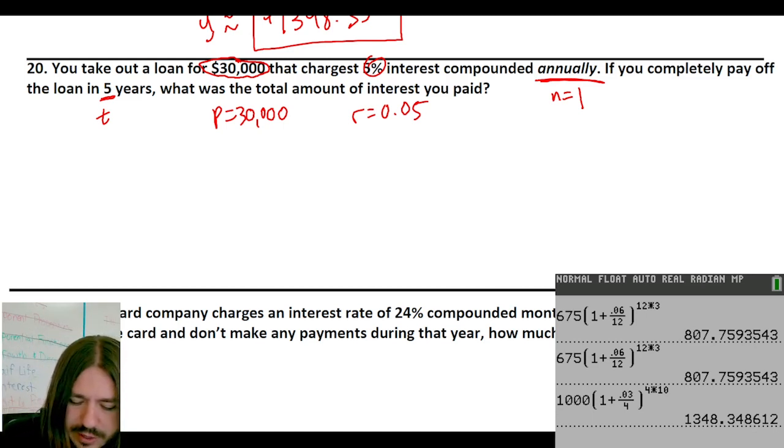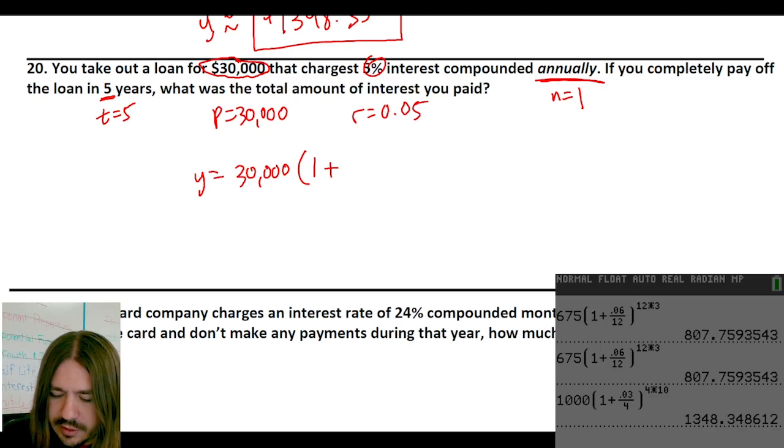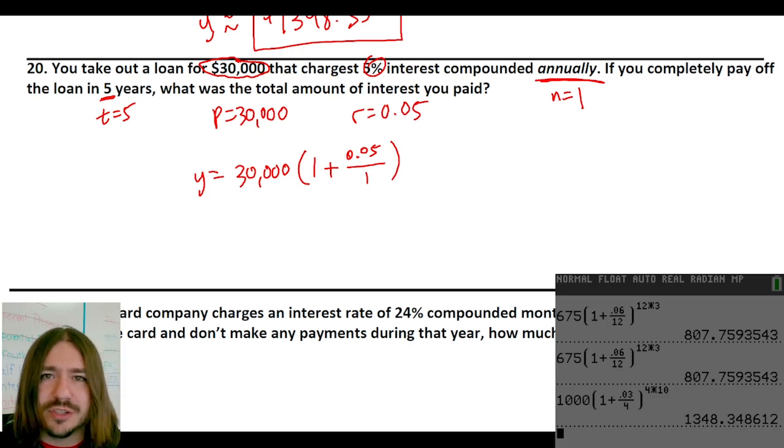So first, let's write our equation. Y equals 30,000 times 1 plus the rate, 0.05, over the n is just 1 here. So when I plug it in the calculator, I'm not even going to bother putting that in as a fraction. Dividing by 1 doesn't change anything. And then we have 1 times 5.